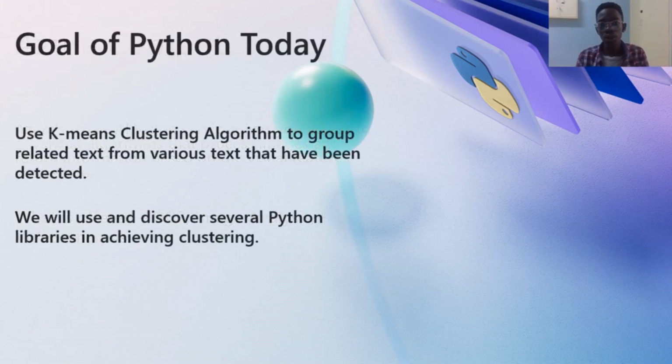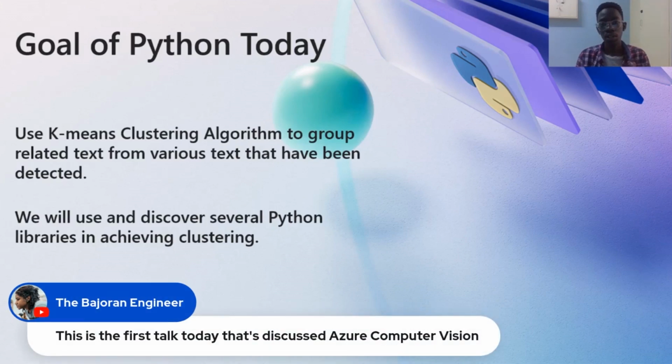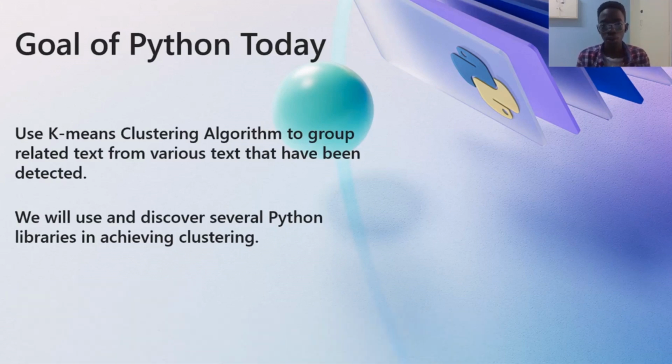So the goal of today is to create a k-means clustering algorithm. The intent of this exercise is to group related texts from various bases of text that we have, or the database that we're going to have in this case. Our database for persistent storage will be MongoDB, and we'll use and discover several other libraries that we talked about.